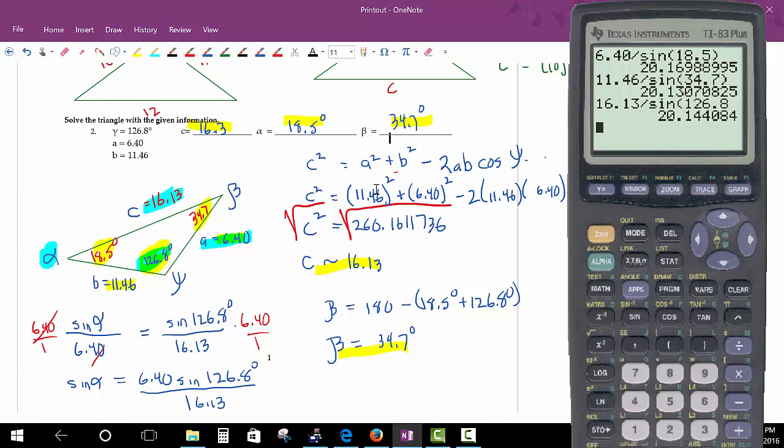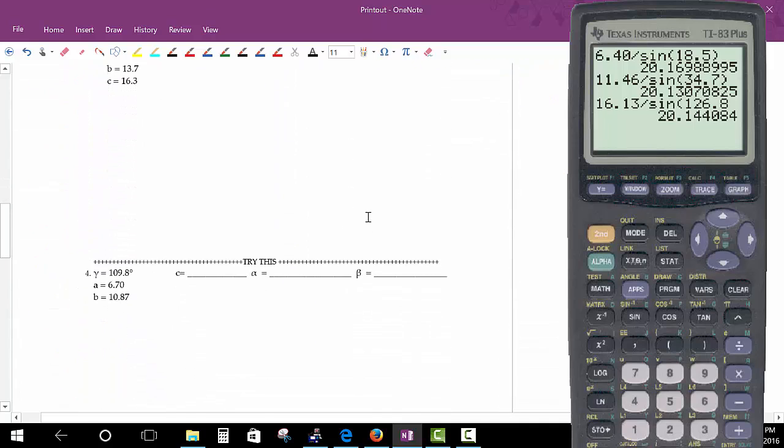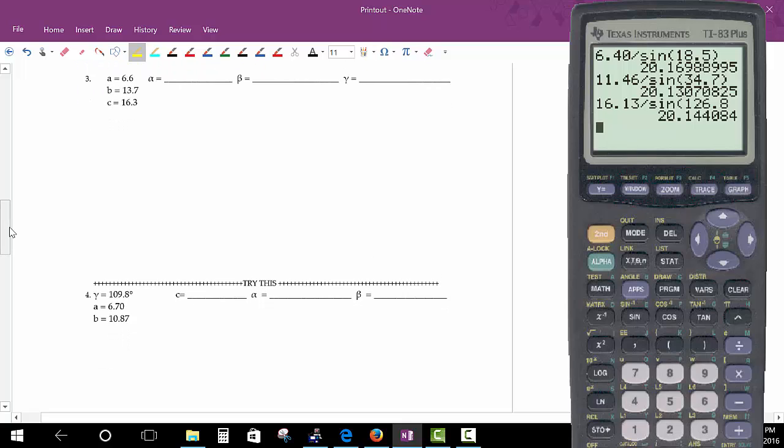Okay, let's move on to a side case. So I'm going to move to this example 3 next here. In example 3, we're given 3 sides. So again, just to help us see what's going on, let's draw some sort of a triangle and label the sides, and then that'll hopefully help us make some sense out of the problem.